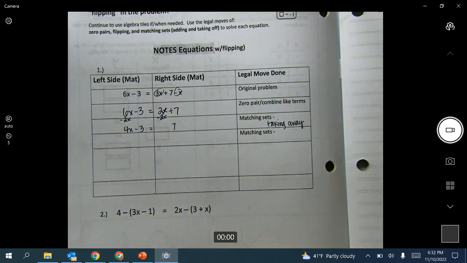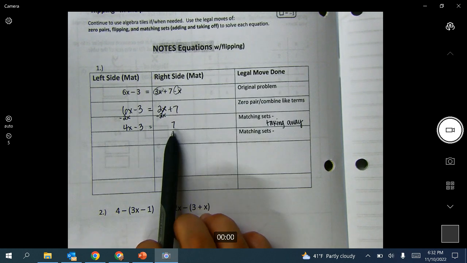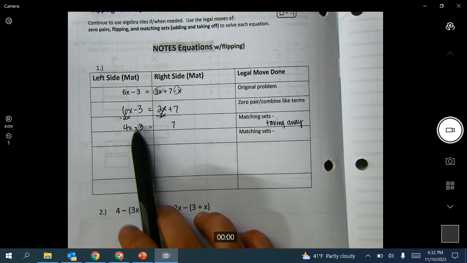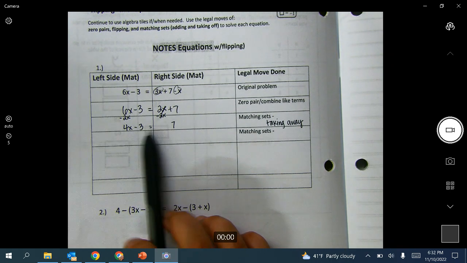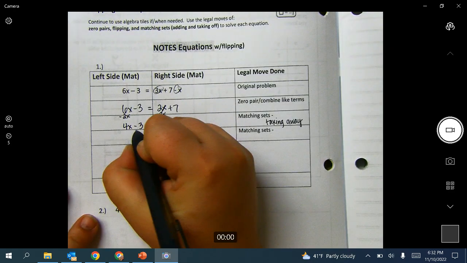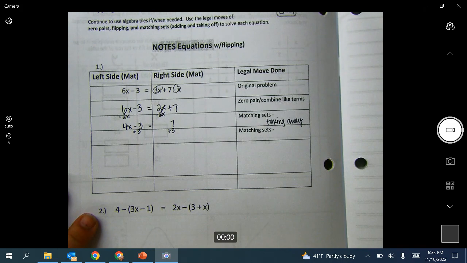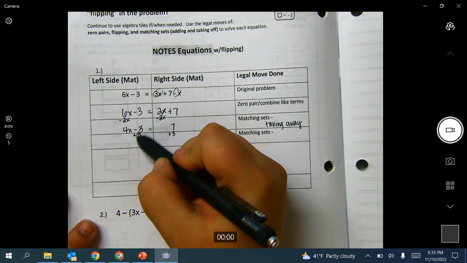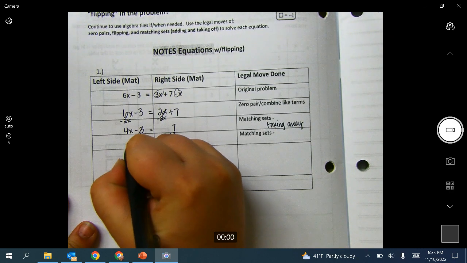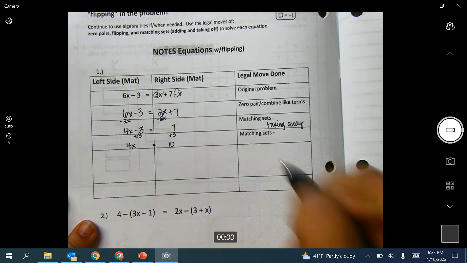All right, and now if we think about which number I'm trying to get rid of, the -3 or the +7, remember my goal is to get this 4x by itself. So that means I'm going to need to add 3 to get rid of this -3. And if I add 3 over here, that means I also have to add 3 over here. Okay, so over on the left, those 3's are gone. Now I just have 4x. And then over here, I had 7 plus 3. So now I have 10.